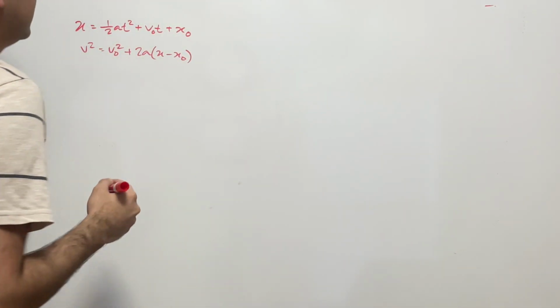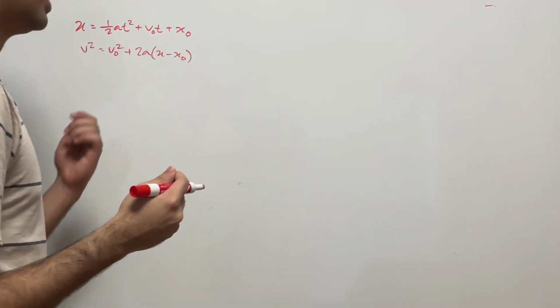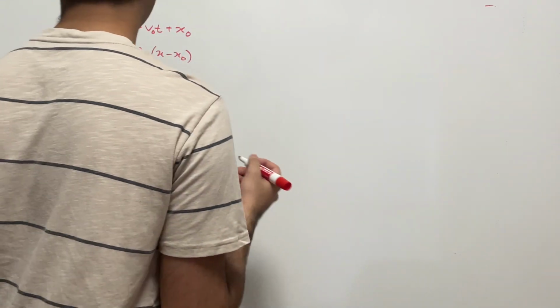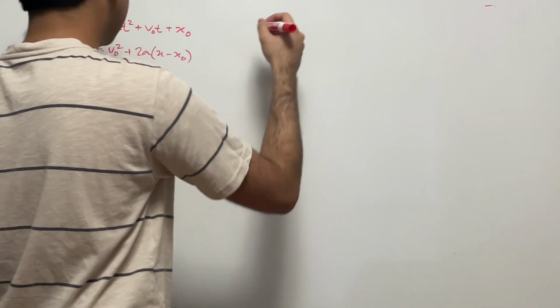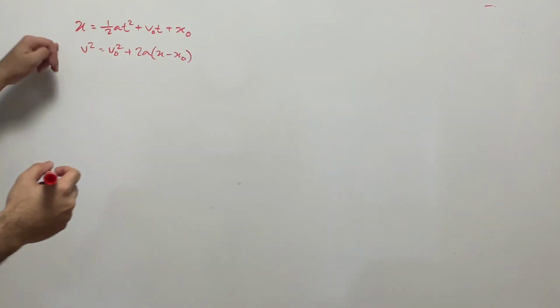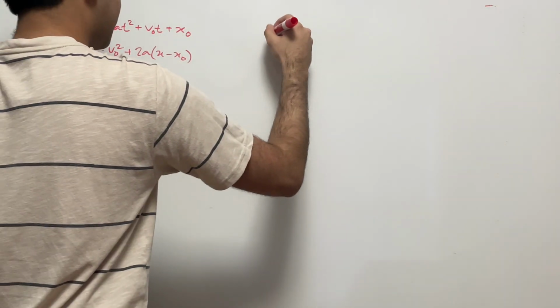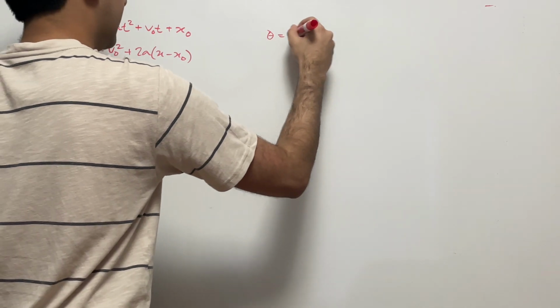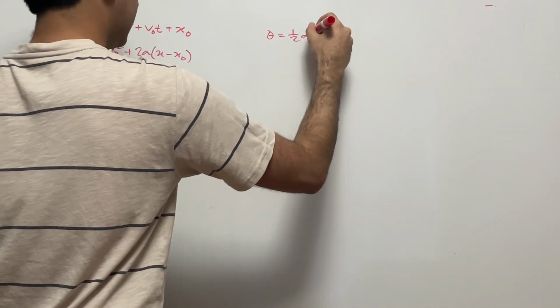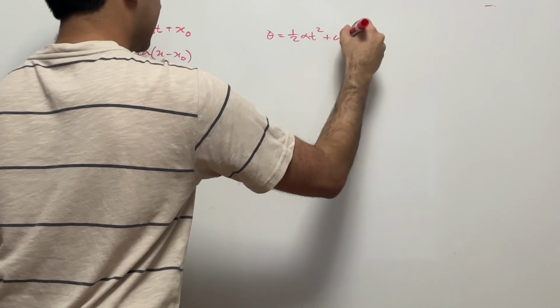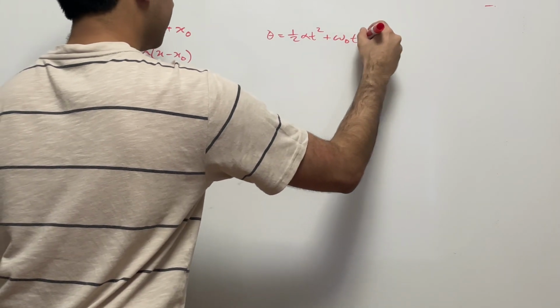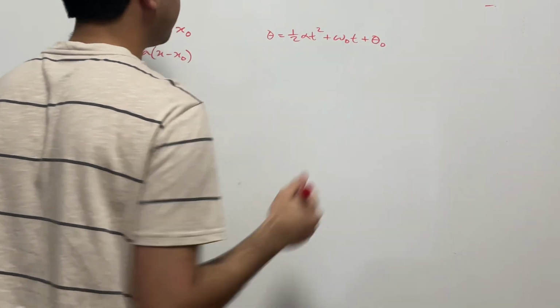But what's really interesting is that for angular kinematics, these equations are basically copied and pasted, right? So instead of having x's, we have theta, right? Maybe theta is equal to 1/2 alpha t squared plus omega naught t plus initial theta, right?